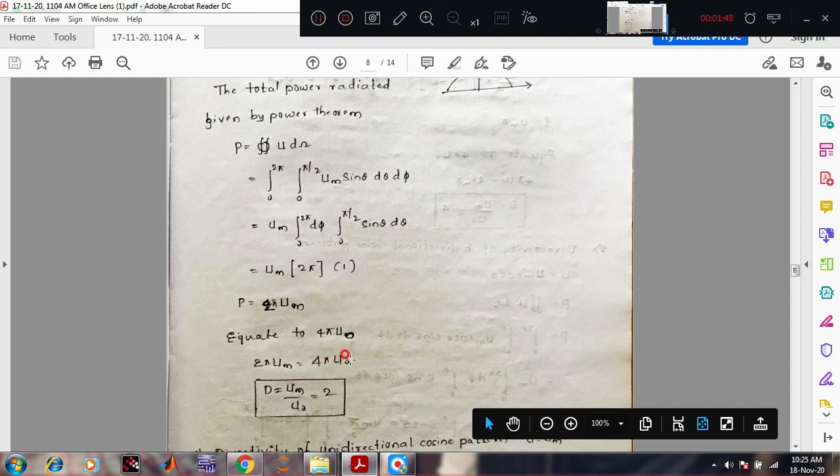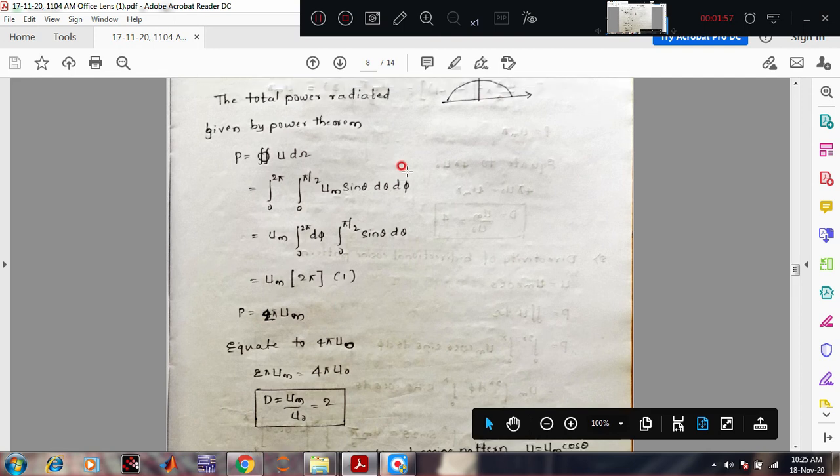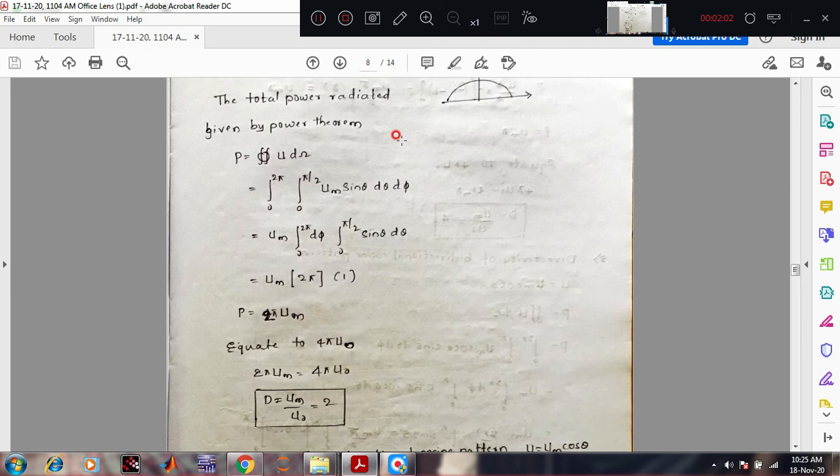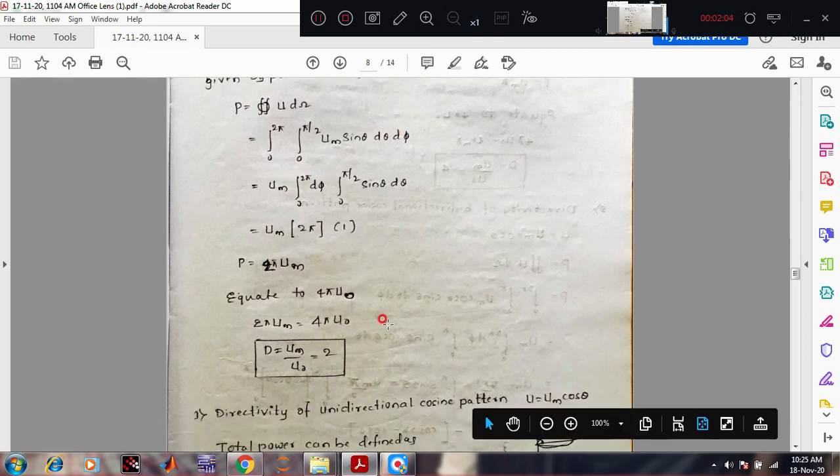If you take the ratio of Um and U naught, that is Um by U naught, that will be the directivity, which is equal to 2. Therefore the directivity of a hemisphere pattern will be 2.